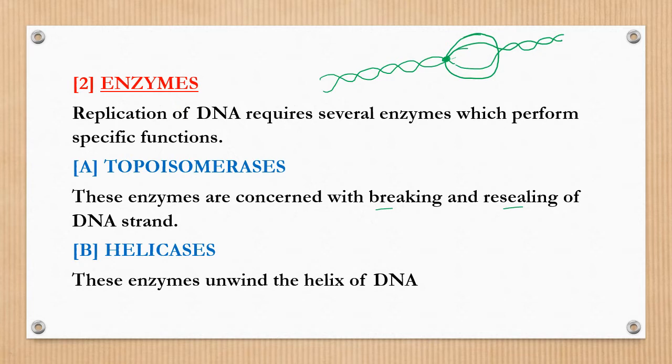So topoisomerases are required to break DNA strands. That means to break the hydrogen bonds present between the DNA strands in a DNA molecule. That is the first enzyme function. Next, helicases. These enzymes unwind the helix of DNA. So between the two strands, hydrogen bonds are broken by topoisomerases, and then the coiling is unwound, removed. Coiling is removed by helicases.